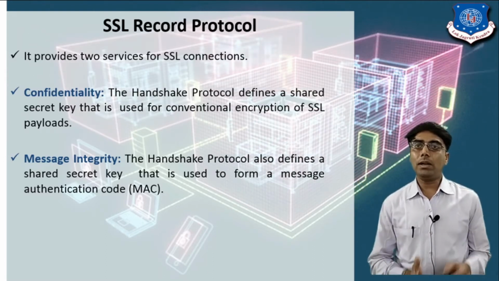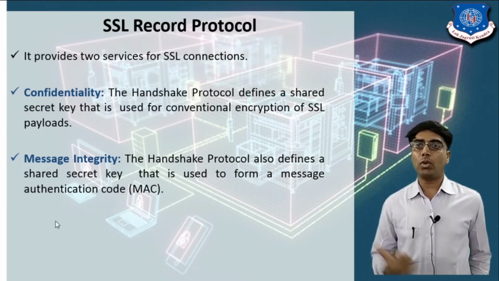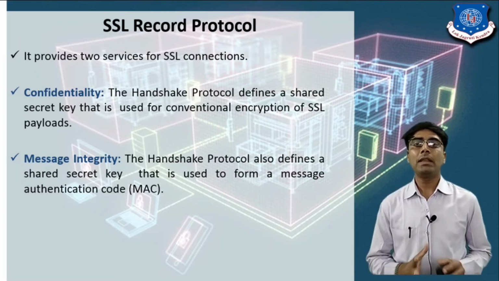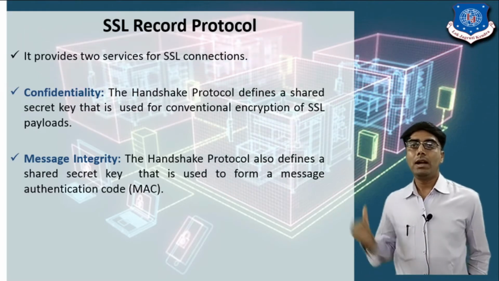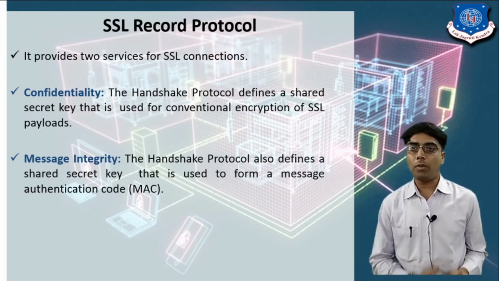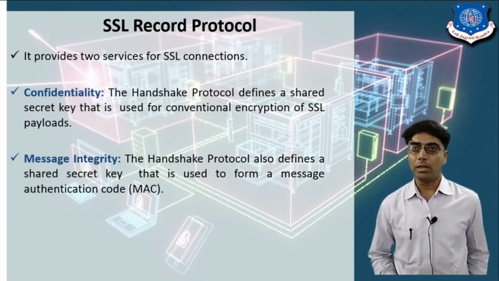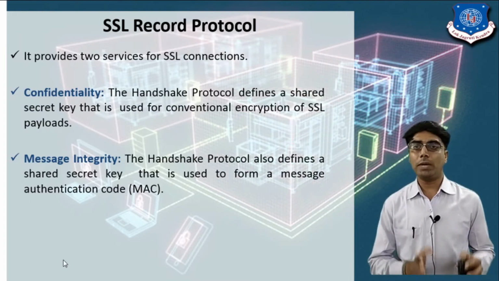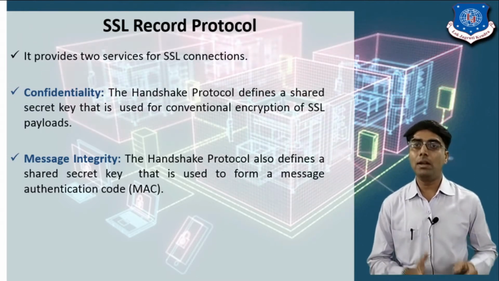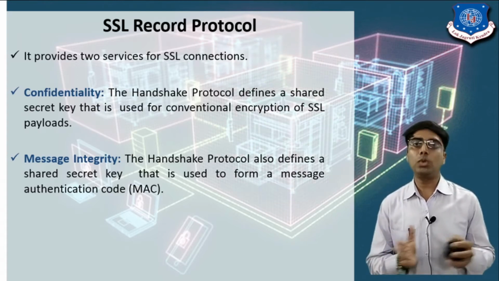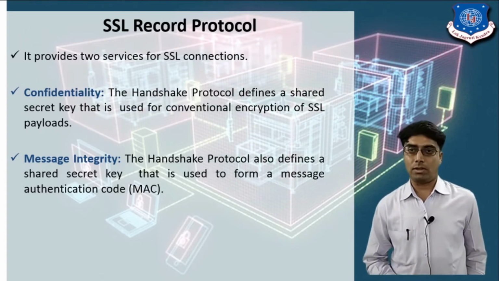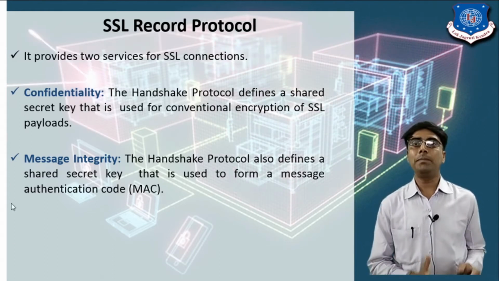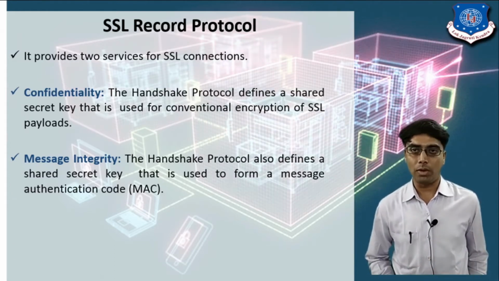Now the second main service provided by the SSL record protocol is message integrity. It means that the handshake protocol also defines a shared secret key, and that is used in the form of the message authentication code, right? I already discussed that the handshake protocol provides authentication between the two users, client and server. And now we have to do the calculation of the message authentication code.